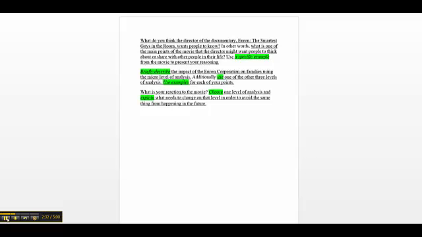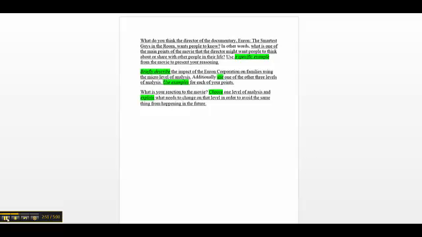Let's move on. What is your reaction to the movie? That's a really basic question. Let's continue. Choose one level of analysis and explain what needs to change on that level in order to avoid the same thing from happening in the future.